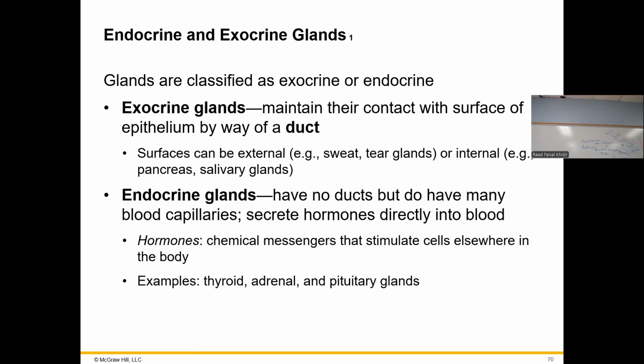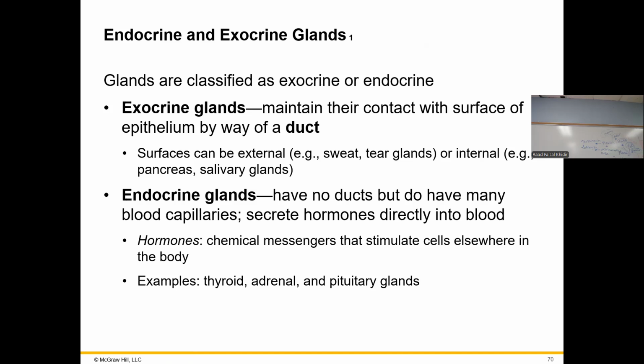So an exocrine gland empties its content inside a duct. But an endocrine gland does not need a duct. It empties into the bloodstream. That's an endocrine gland. It empties into the bloodstream.